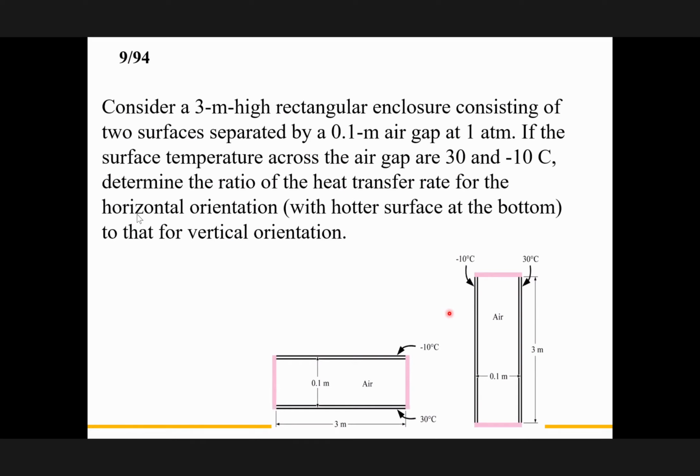Therefore, you have here the distance L is 0.1, the H is 3. In one case, the temperature is -10, the other side is 30. He would like to give you some idea about the issue of convection.